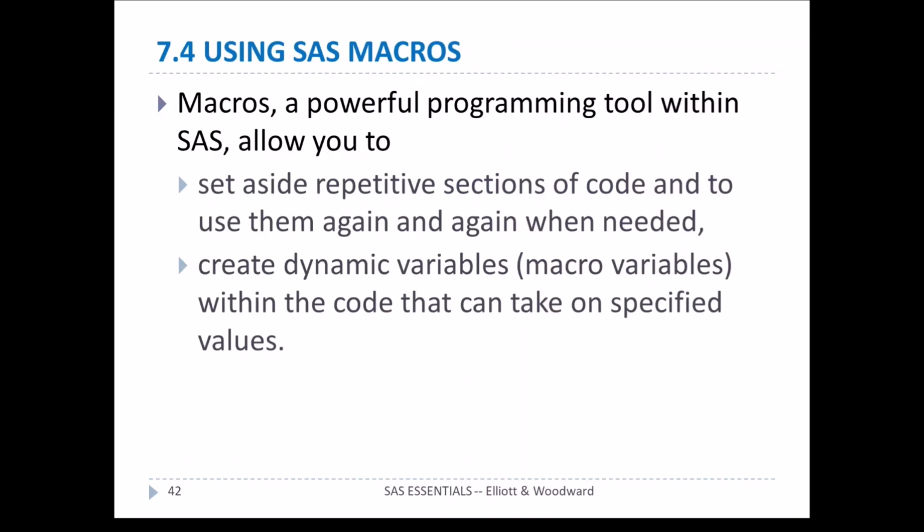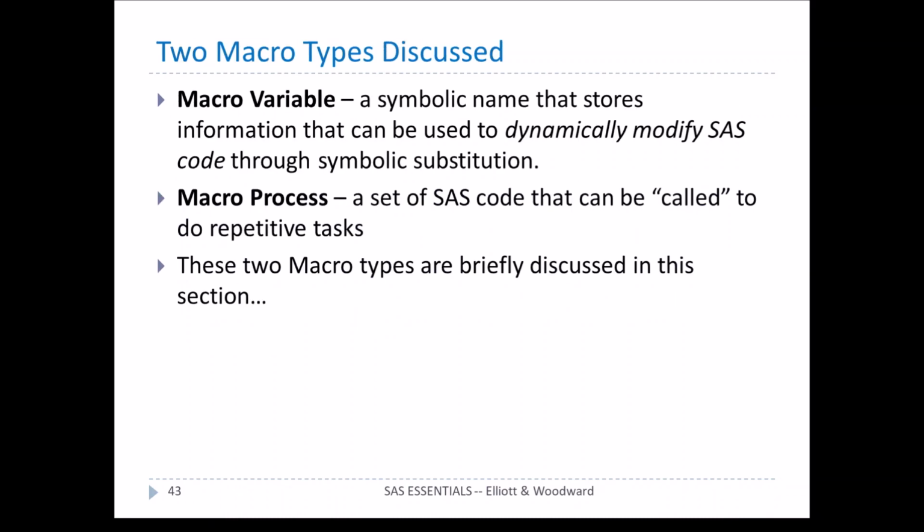This is an introduction to using SAS macros. Macros are a powerful programming tool within SAS that let us set aside repetitive sections of code and use them again and again as they're needed. We can also create dynamic variables called macro variables within the code that can take on specified values. So we're going to talk about two types of macros here: a macro variable, which is a symbolic name that can take on other values, and a macro process, which is a set of SAS code lines that can be called to do repetitive tasks.